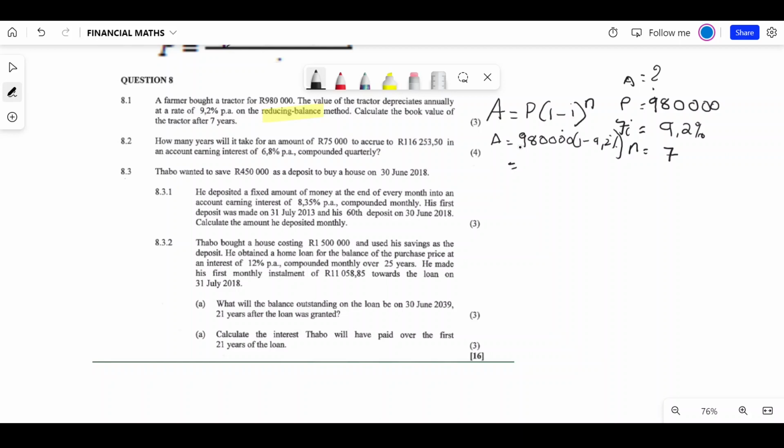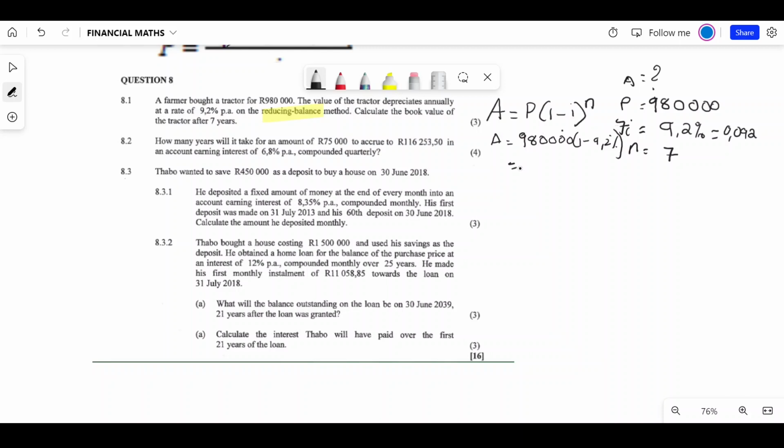Put this as it is in the calculator. You must put exactly like this: 980,000 bracket 1 minus 9.2 percentage. Don't forget to put the percentage also. It is also available in the calculator. So put the percentage sign as well. Some learners do forget. So if there are those learners who forget to put percentage, you change it here itself. You put 9.2 divided by 100, which will give you 0.092. You can do that, or you put percentage as it is in the calculator, to the power 7.